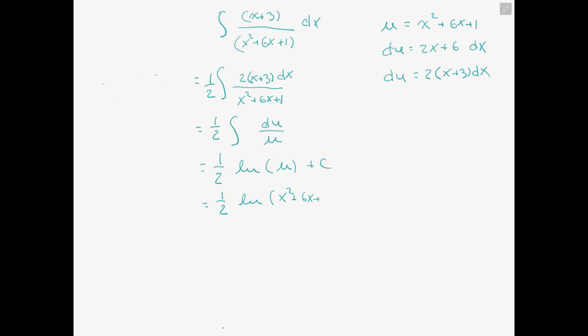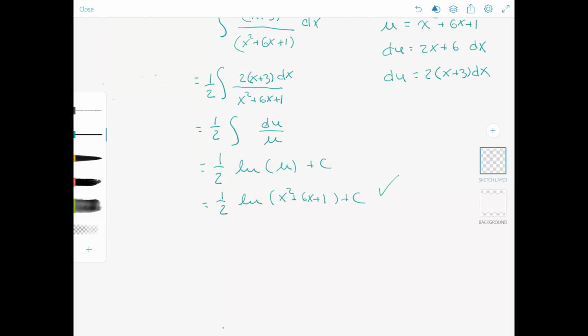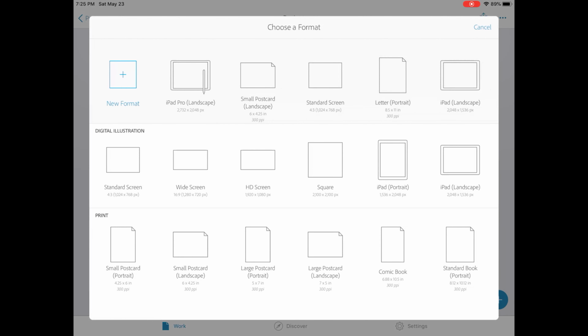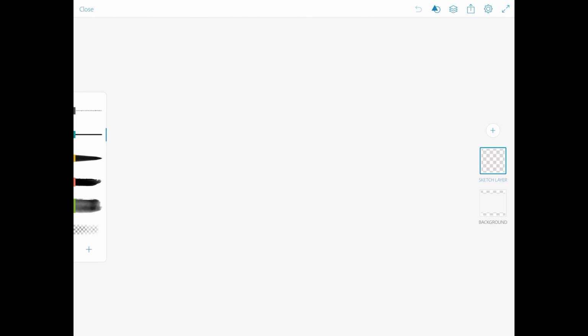Natural log of u plus c. And then we do our substitutions. Natural log of x squared plus 6x plus 1 plus c. And that's our answer.